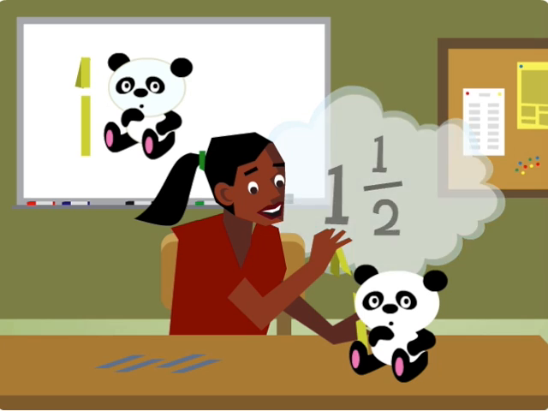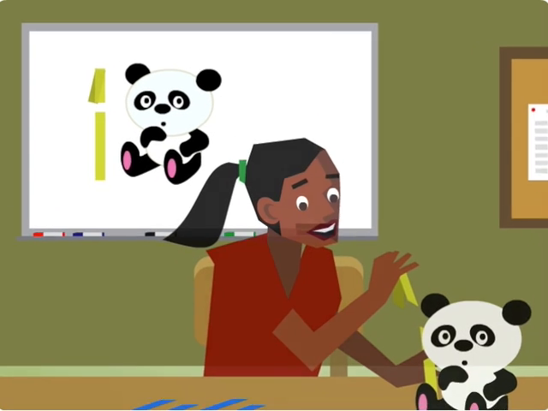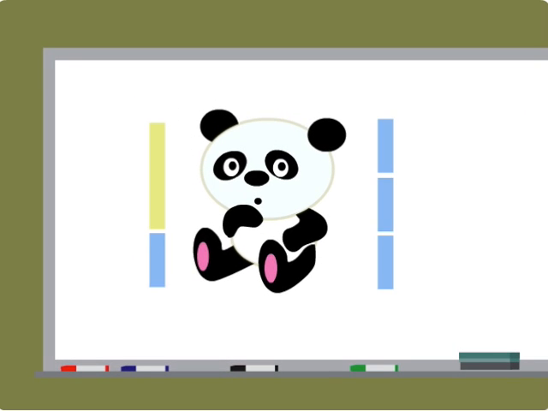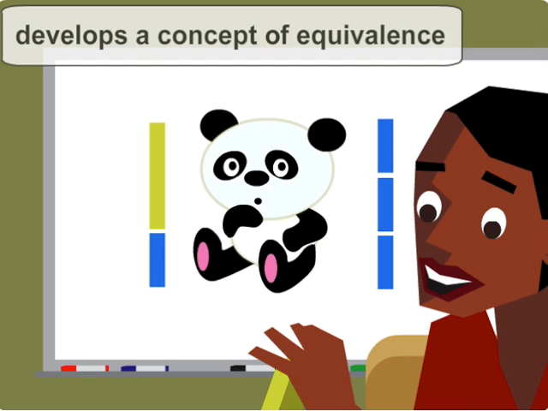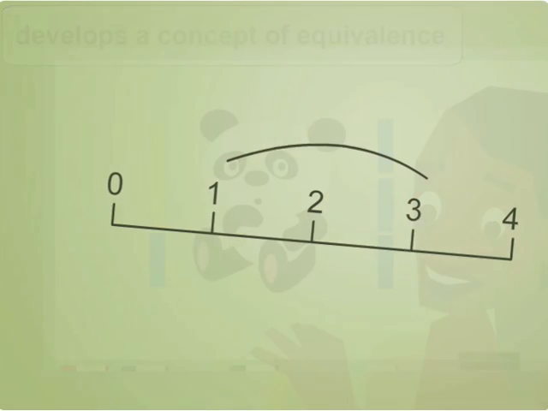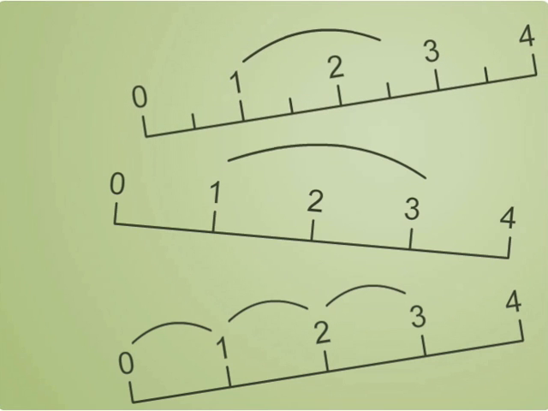The teacher then gives her blue strips that are half as long as the yellow strips. The student experiments and finds different ways to measure the bear. Practice with fraction strips is fun for children and develops a concept of equivalence. Number lines are a key tool in helping children learn that fractions are numbers.